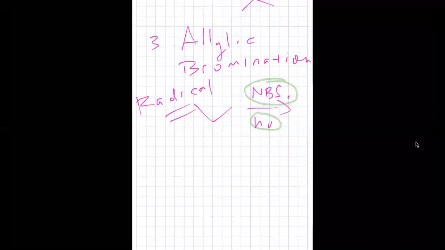At this carbon right here, that's your allylic site. Allylic simply means that it's adjacent to a double bond. Can you see that? So the double bond is here, and then the carbon next door to it, which would be this carbon right here, that's what we call the allylic site.